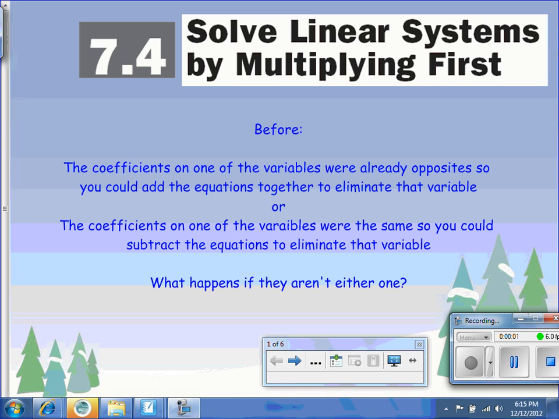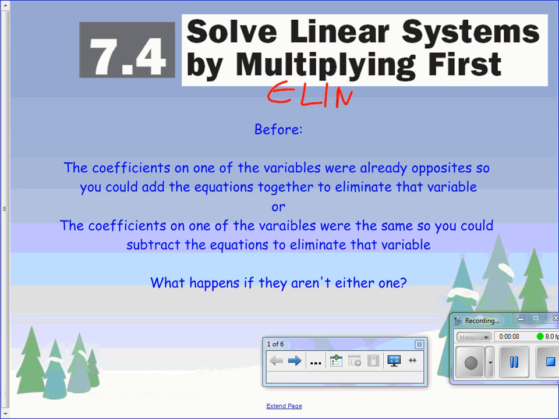All right, 7.4, solving linear systems by multiplying first. Basically, this is also eliminating, but now it's not going to be as easy as before, where there's an obvious variable to eliminate. Before, the coefficients, the numbers in front of the variable, were already opposites, so all you had to do was add the equations together and eliminate that variable.